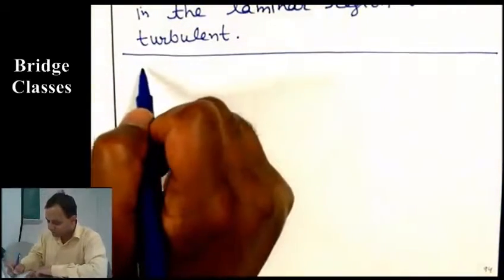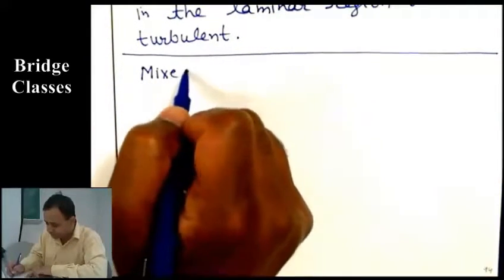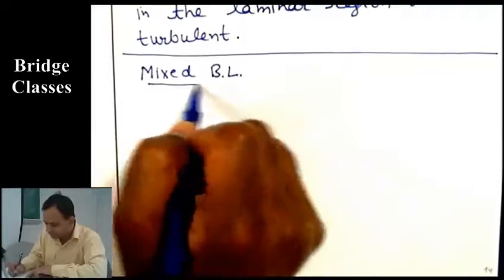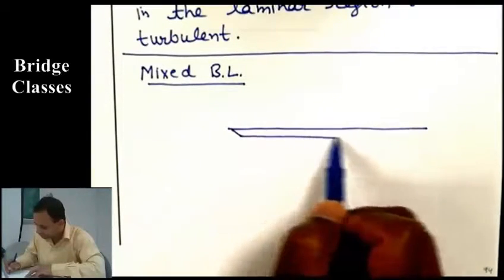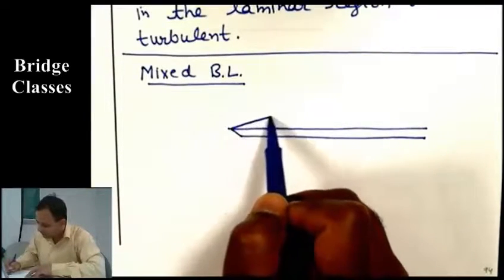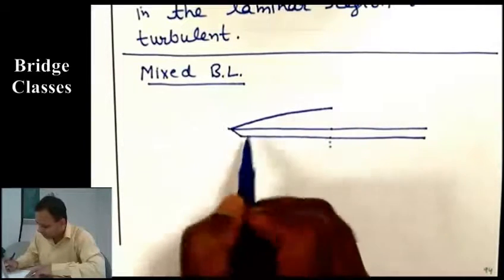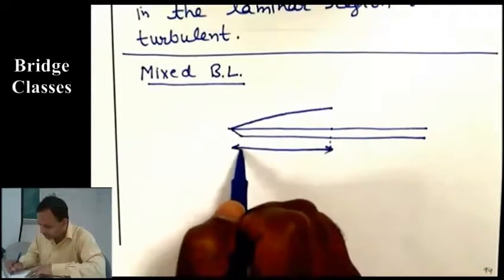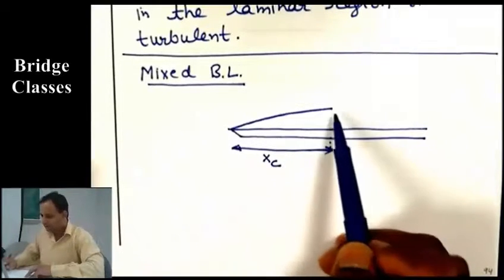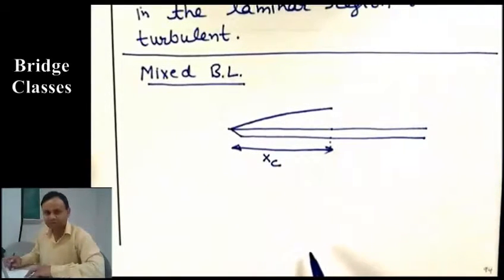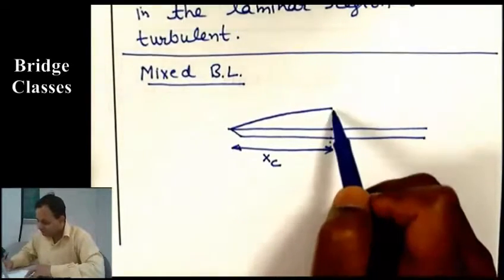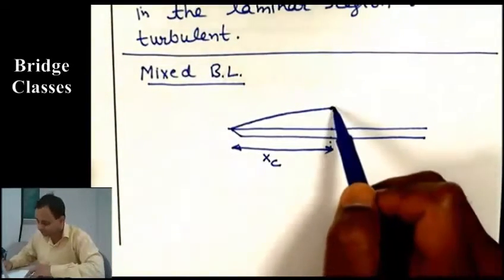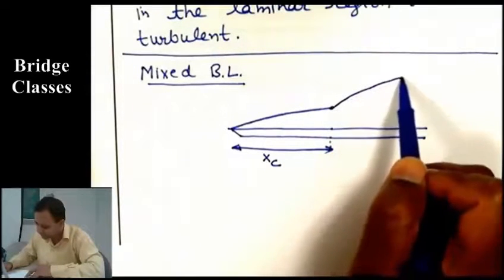Okay, now when we have a mixed boundary layer, the boundary layer is laminar up to this point. Say this is XC. And then there is transition and then it becomes fully turbulent. Okay. But for simplicity, we assume that there is no region of transition. So it is laminar up to this point and at this point it becomes fully turbulent. So it is going to grow at a faster rate.